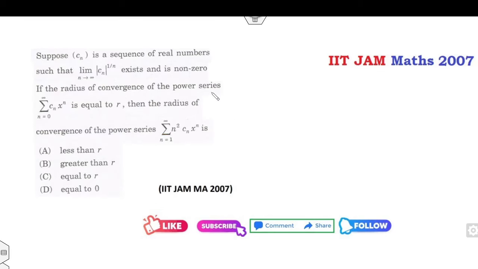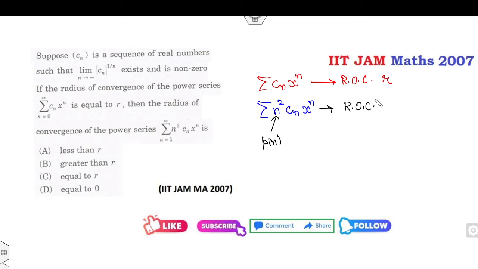Let c_n be a sequence of real numbers such that this limit exists and is non-zero. If the radius of convergence of the power series sum c_n x^n is r, then your target is to find the radius of convergence of the other power series. Now clearly this n squared is p(n), a polynomial. So this series has the same radius of convergence as the previous one. So that is equal to r, which is the right answer. You can see that within a couple of seconds you can solve this problem.